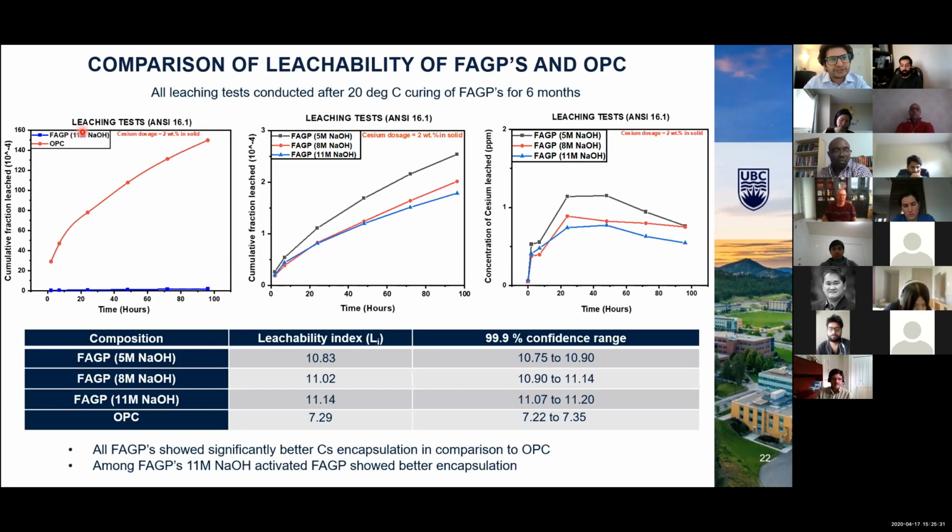This was conducted to see how the cesium encapsulation is happening within the material. If you compare the fly ash geopolymer with the OPC, in both of these the solution to solid ratio was 0.4. If you compare them both, you see that the fly ash geopolymer leaches out very little cesium, like negligible, but the OPC leaches out cesium a lot.